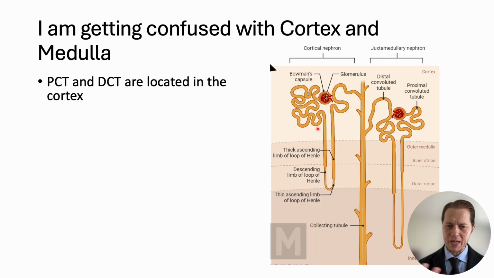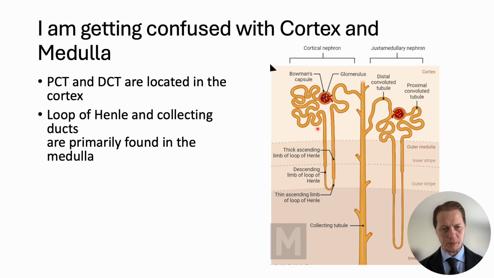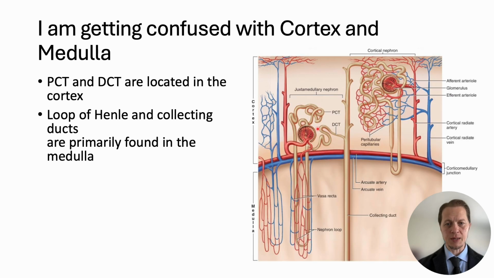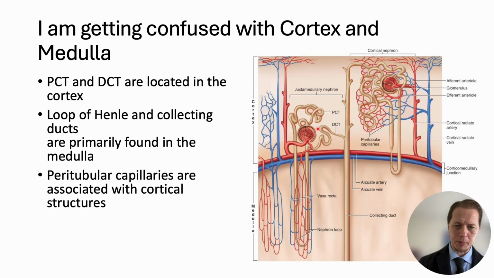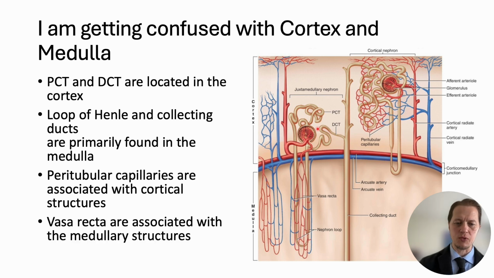So this might be a little confusing. I get it. Certain cortical structures have to run through the medulla, and you might get confused in terms of where to categorize them. But PCT and DCT are cortex, loop of Henle and collecting ducts are medulla. Peritubular capillaries are associated with the cortex and cortical structures, while vasa recta are associated with medullary structures.